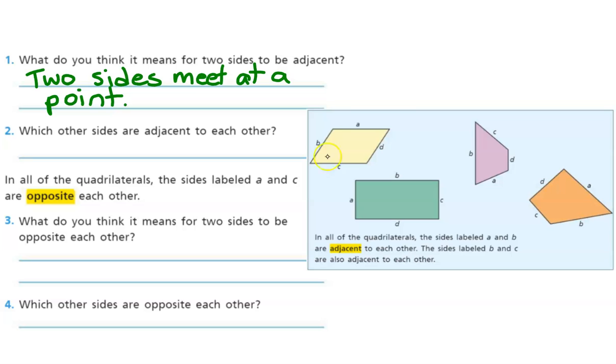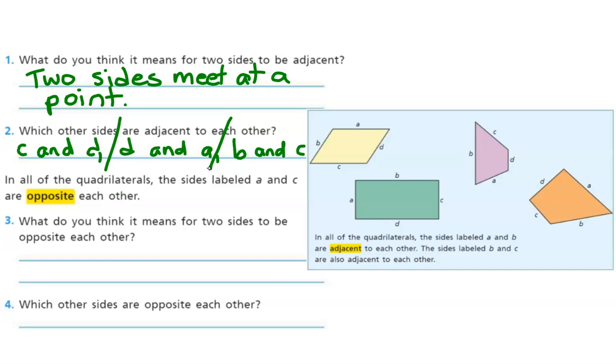Okay, so again, A and B are adjacent, B and C are adjacent, C and D are adjacent, and also D and A are adjacent. Now, unfortunately, B and D are not adjacent, and A and C are not adjacent. It says which other sides are adjacent to each other, besides the ones that we just mentioned. So we could say C and D, D and A, and I think they had already mentioned B and C, but we'll just put it on there as well, B and C.